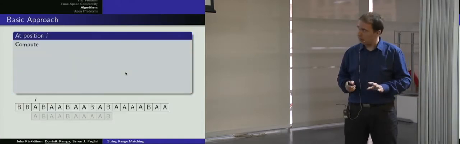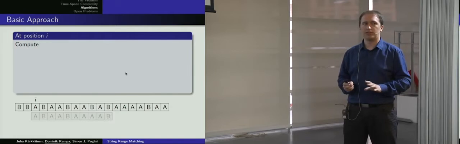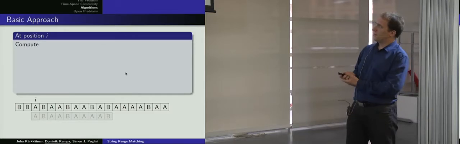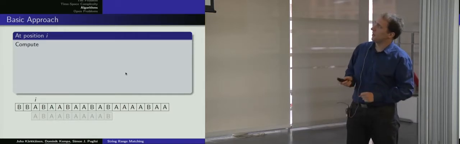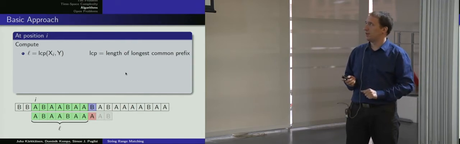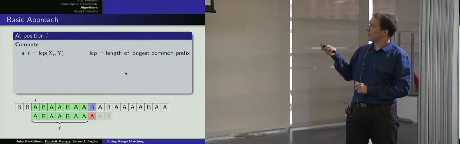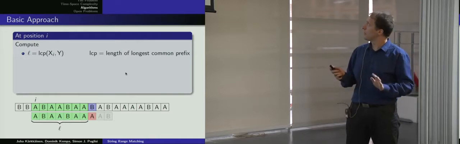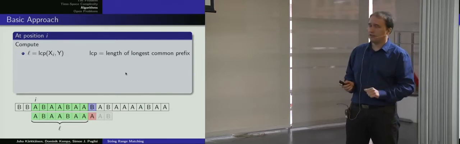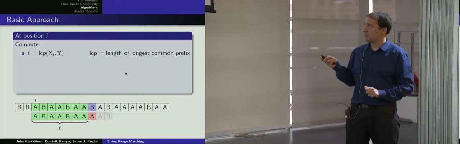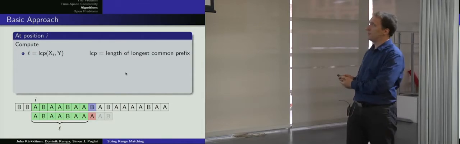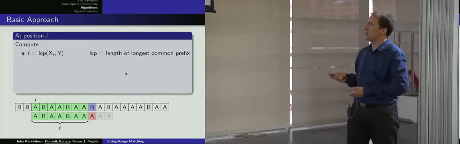And all our string range matching algorithms use the same basic approach. Suppose we aligned the pattern with position i in the text. We compute the longest common prefix of the pattern and the suffix starting at position i, we call it L. And now we can determine whether the suffix of the text starting at position i is smaller than the pattern or not just by doing one extra symbol comparison. So in this case, this suffix is not smaller because we have a mismatch here.